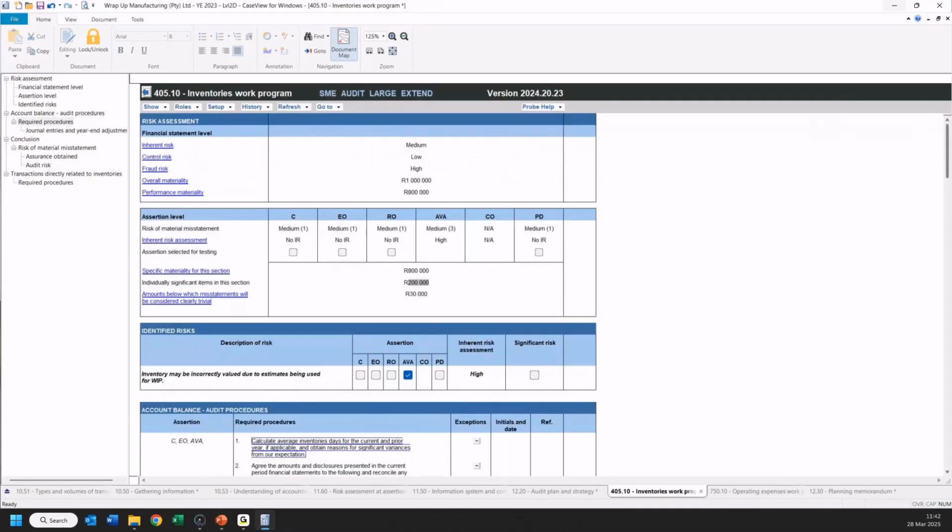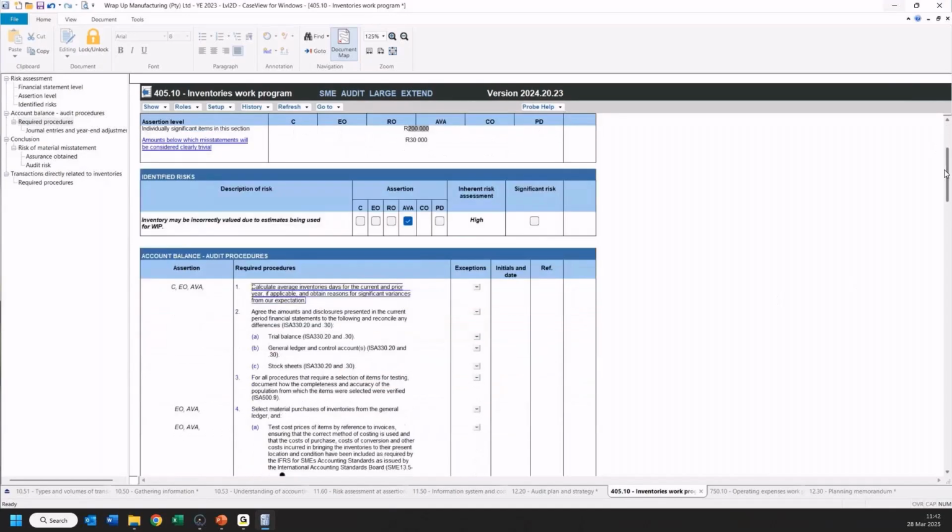Good. Now, let me just quickly see. So we start off with the reminder of what the risk assessments are, the assertion level risks, the materialities. Then we have the identified risks as a summary, which assertions.